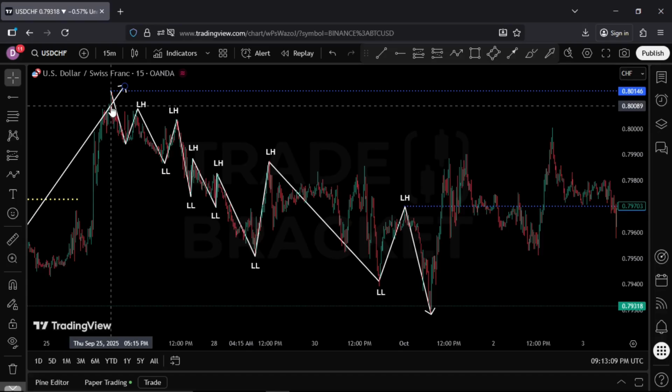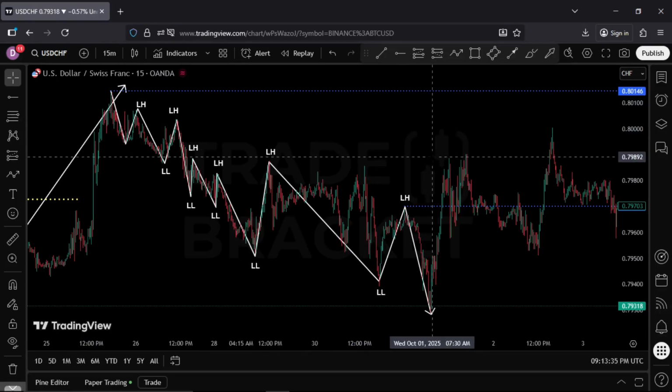So price, the pullback started from right here, and I want you to stare down where the date and the time is. As you can see, it says Thursday, September 25th, 2025, and the time was 15 minutes past 5 p.m. So that's where the highest point was, around that time.